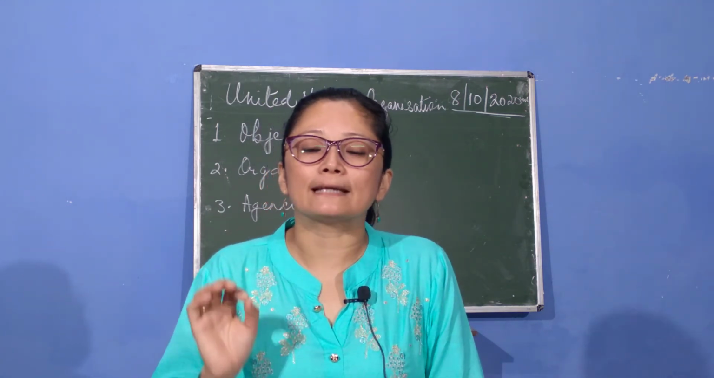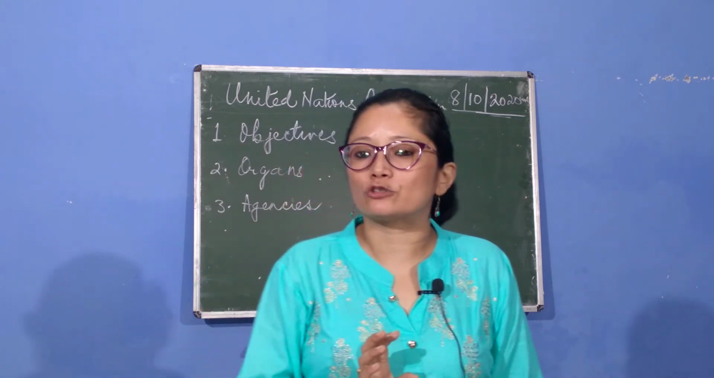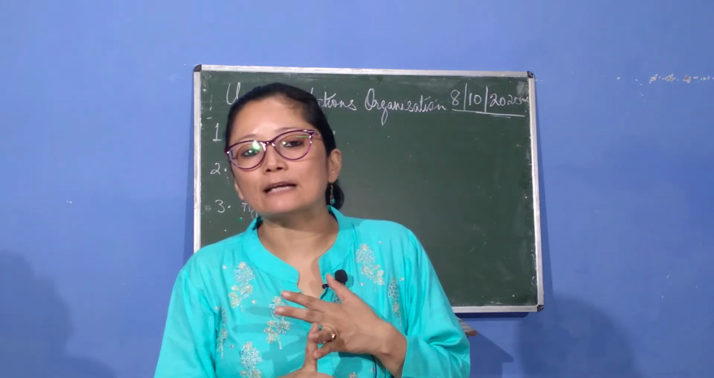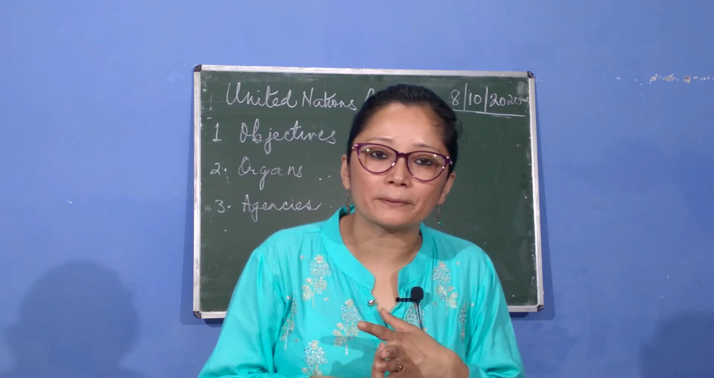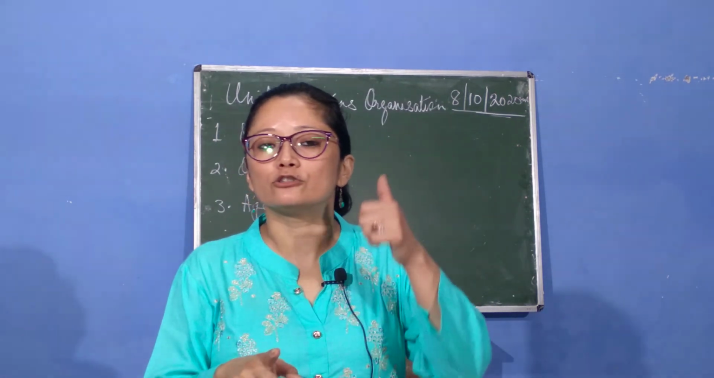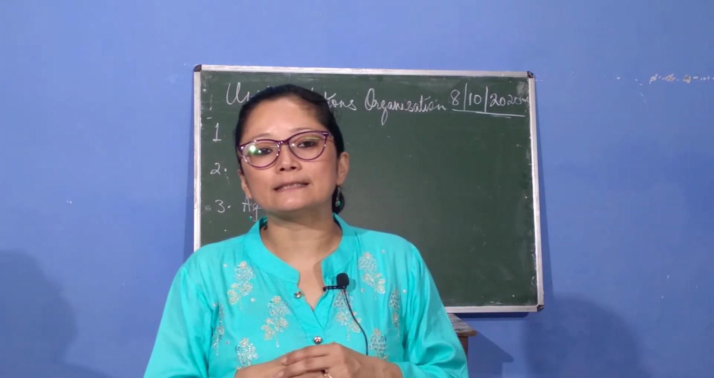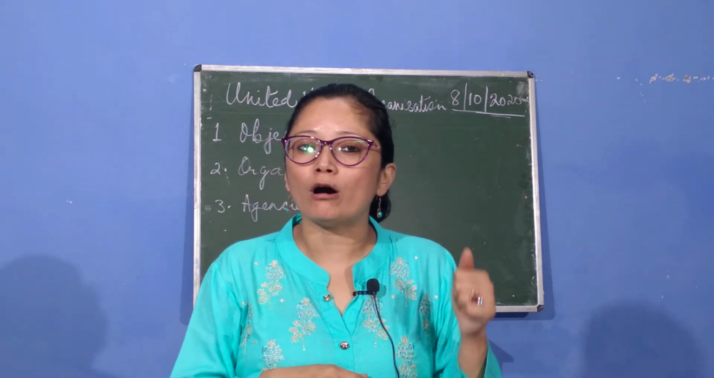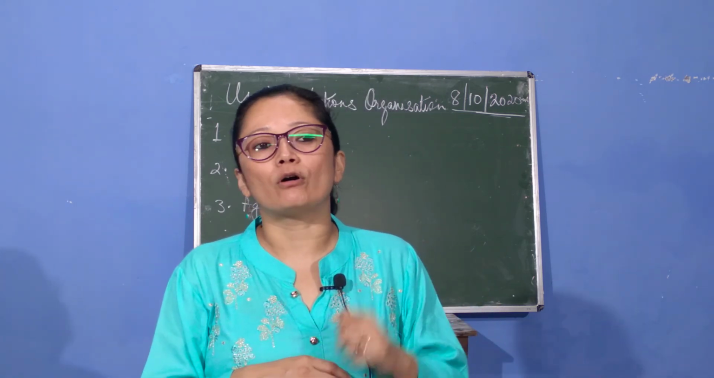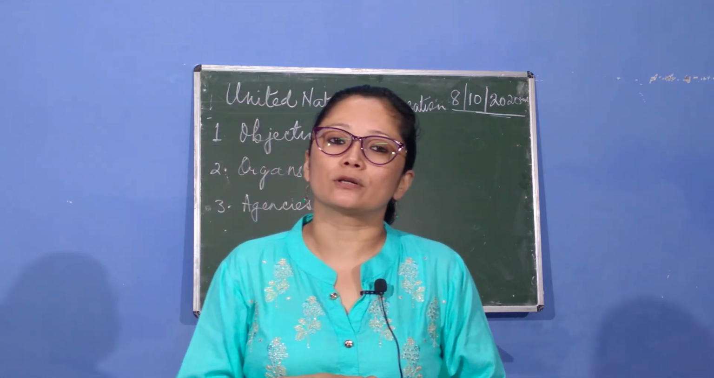So that is all that you need to study from the chapter on UNO. Let's do a quick recap of this chapter. We started with the objectives: to develop friendly relations, to maintain international peace and security, to work for international cooperation, to work for the attainment of common goals, and the 3 Ds. Coming to the organs: General Assembly, Security Council and the International Court of Justice. And last but not the least, the agencies: UNICEF standing for United Nations Children's Fund, WHO stands for World Health Organization, UNESCO stands for United Nations Educational, Scientific and Cultural Organization.